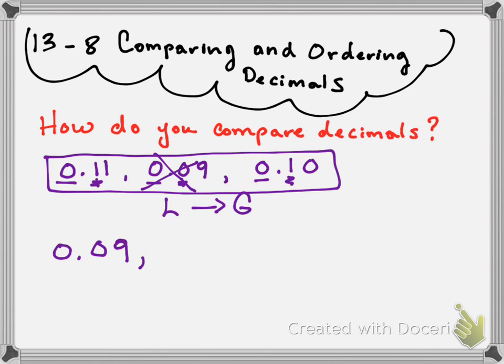The next one on the list would be 11 hundredths and 10 hundredths. If we go to the hundredths place, this one has a 1 and this one has a 0. We know that 0 is less than 1, so this one comes next, 0 and 10 hundredths. And then the one that's left over is 0 and 11 hundredths.